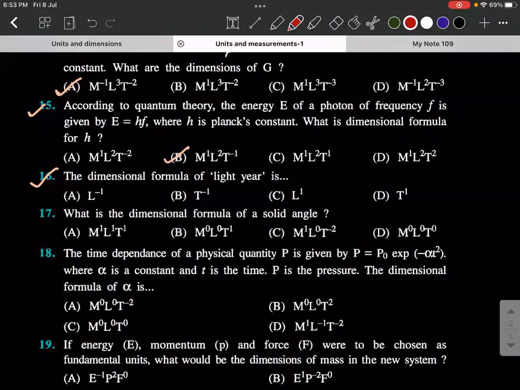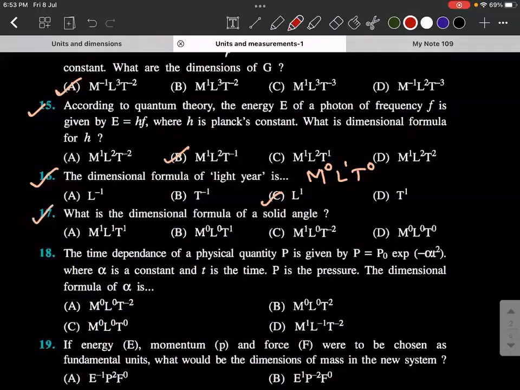Tell me, what would be the dimensional formula of light year? Light year is distance. Distance, what do you use? L. So what is the option? C is the option. So you can also write it like this: M0, L1, T0.